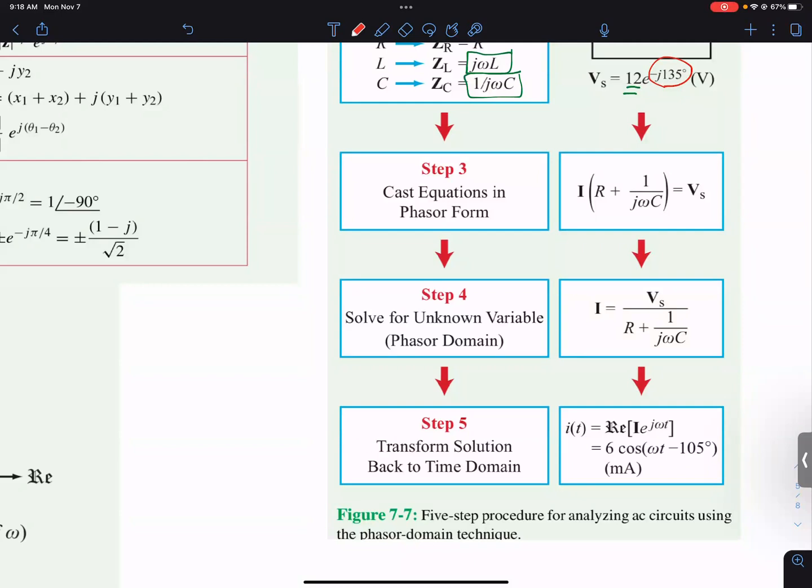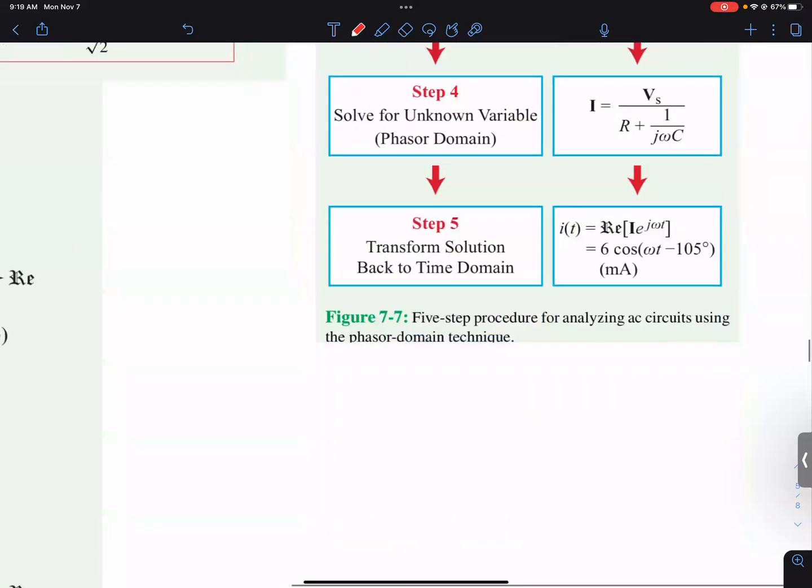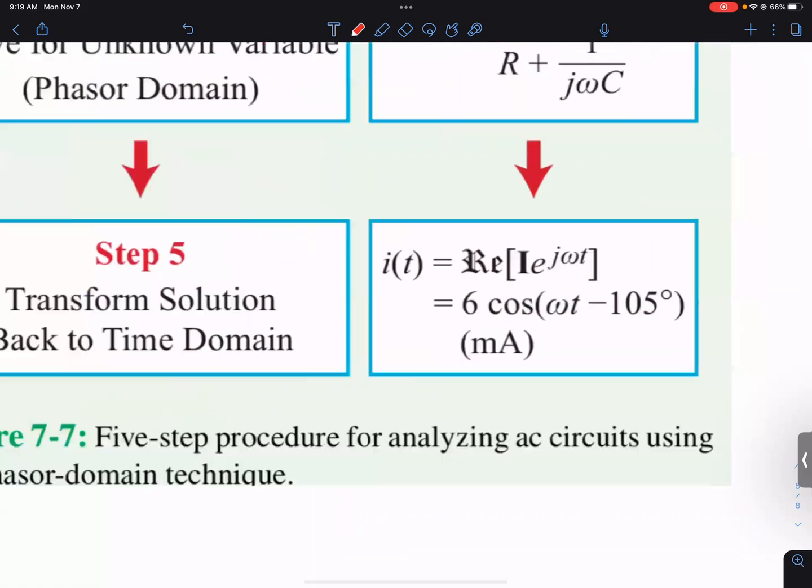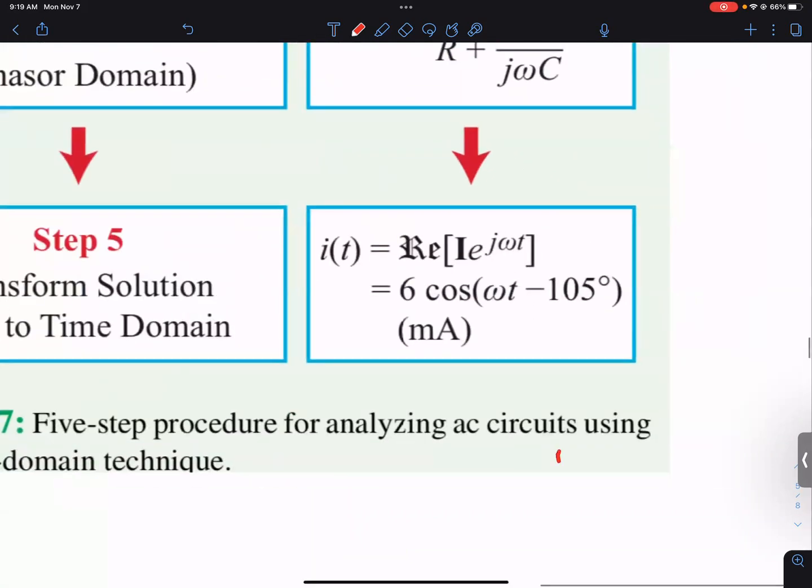You do node voltage, KVL, KCL, Ohm's law. You get your set of equations, and then from there, your end result ends up being a phasor in polar. So you write it in the polar coordinates, and then from there you can translate back into the time domain, which in the phasor, this would be 6e to the minus 105j.